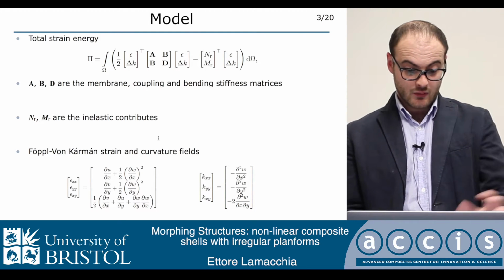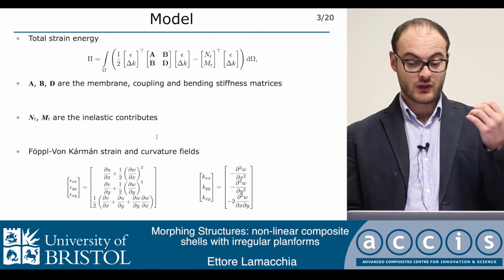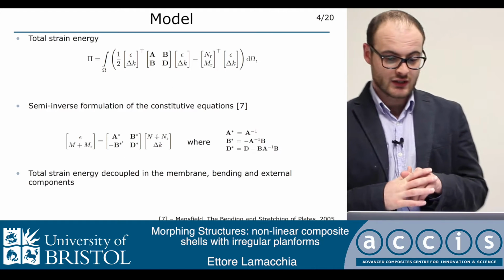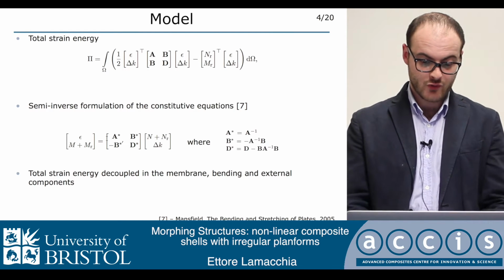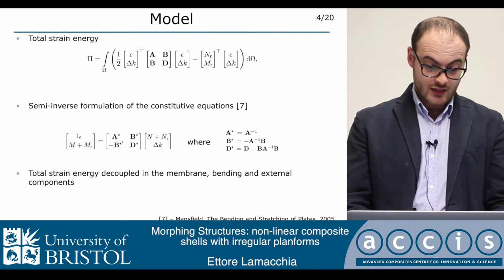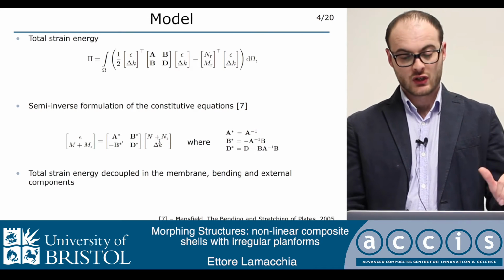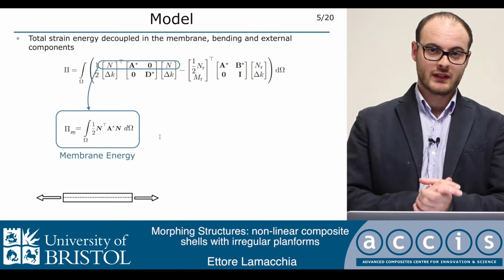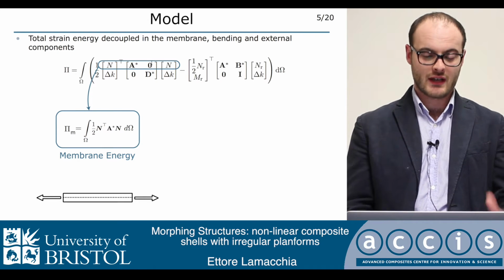And as we see, we use von Karman nonlinear in-plane strains, but the key point of this model is the decoupling of the total strain energy into its bending and membrane contributions by using the semi-inverse formulation of the constitutive equations, which links in-plane strains and in-plane stress resultants and curvatures. In this way, we can decouple the total strain energy. As we can see here, the stiffness matrix is now a diagonal matrix.